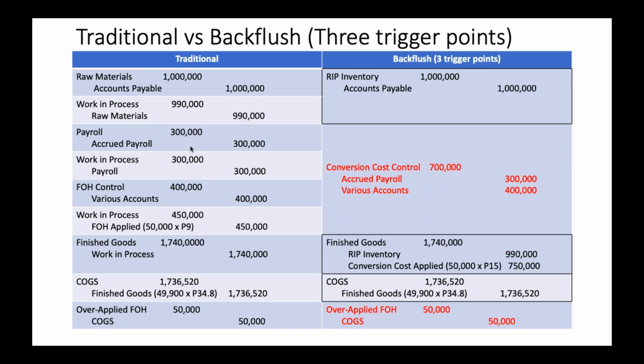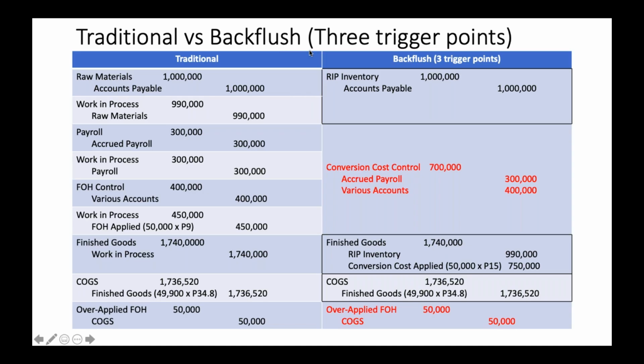Upon comparing factory overhead control of 400,000 and the applied factory overhead of 450,000, we have an over application of factory overhead and we have to close it to our cost of goods sold. So, debit factory overhead applied, credit cost of goods sold 50,000. Okay, so this is the traditional or normal way of accounting for the production process, and I think this is clear to you. Now, let's go to backflush costing.